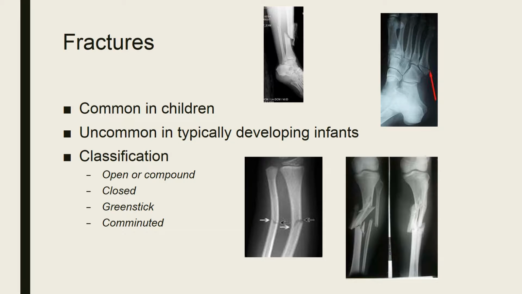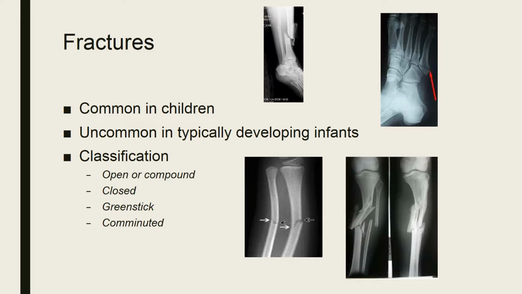The next type of classification is called a closed fracture. Closed fracture just simply means that there is no opening of the skin, but there is still somewhat of a fracture. So you can see here, this is just a closed fracture on somebody's foot. There's no opening of the skin here, but you can see this nice clean line here, which signifies a fracture.